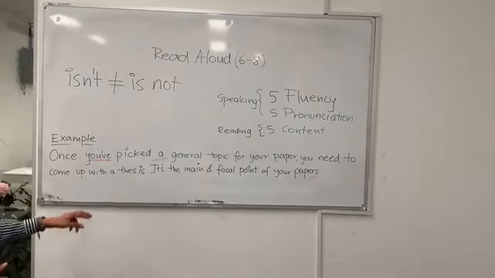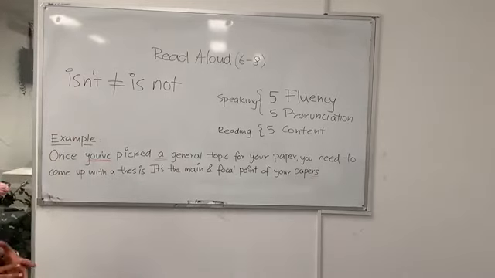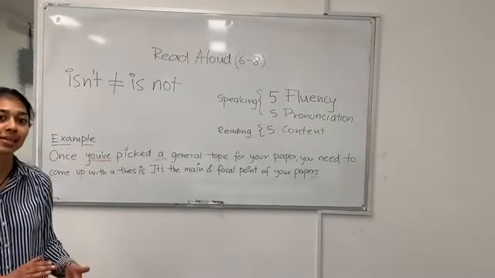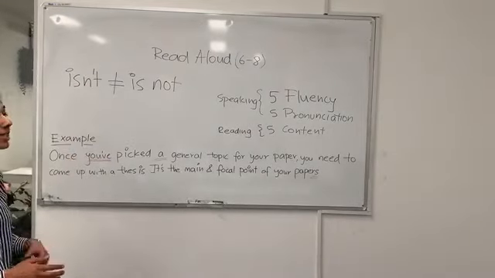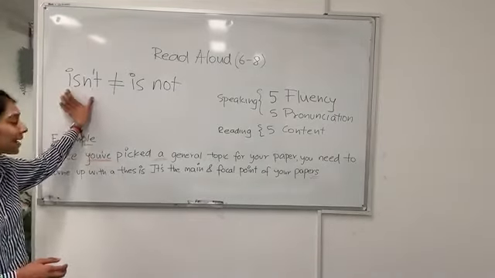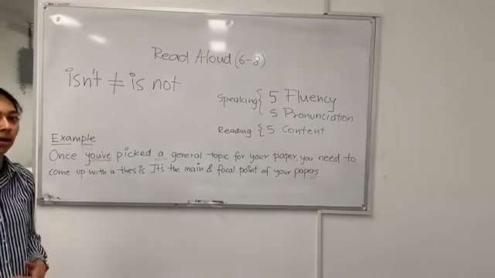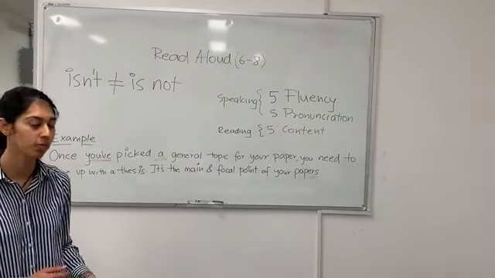So what you need to do is whenever you see a contraction, I have another example here. What you need to do is you need to say it exactly as you see it. So if you see this as isn't, you cannot say is not. You need to say it exactly as you see it. So if you see a contraction, you need to say it as a contraction, right?